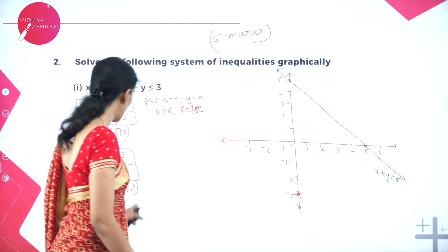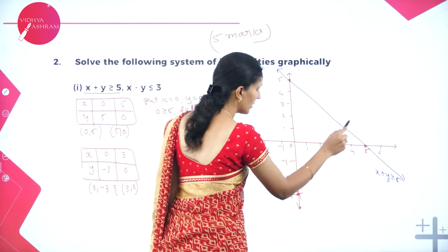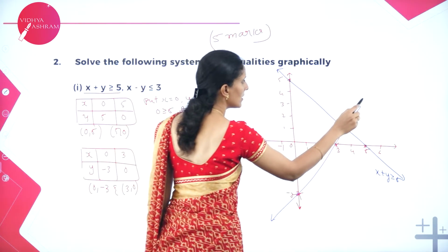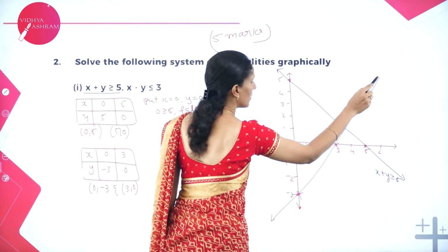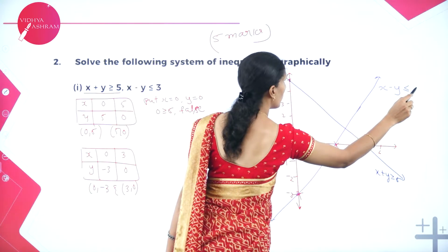0, -3 is this point and 3, 0 is this point. So let us draw one more line connecting this. So this is my second line, that is x minus y less than or equal to 3.